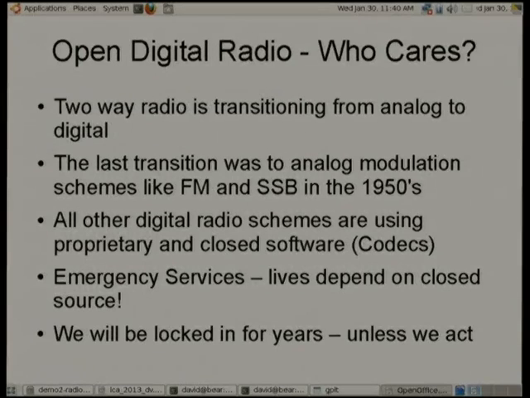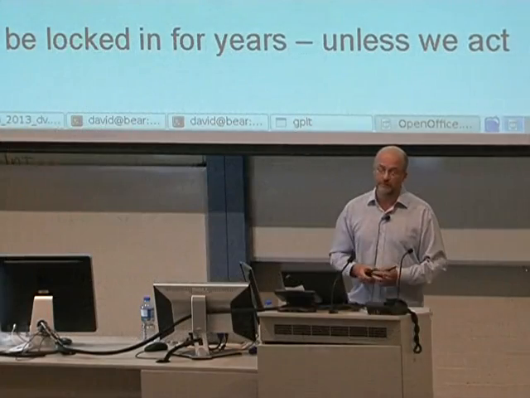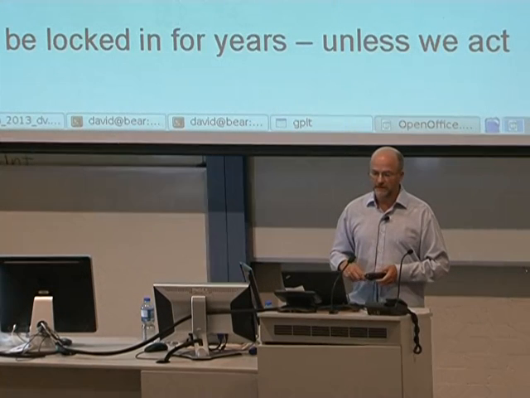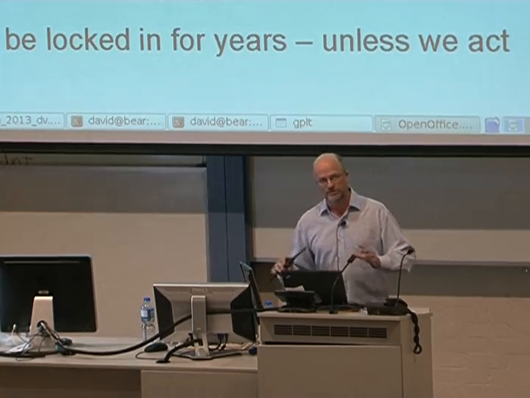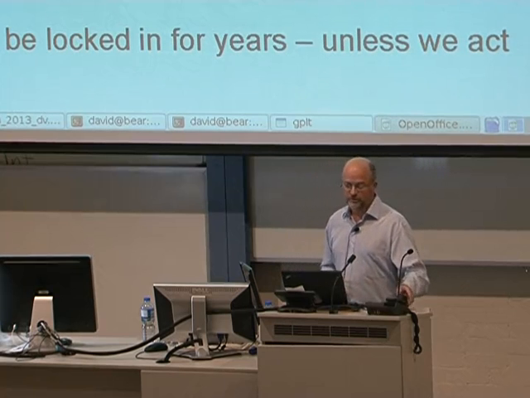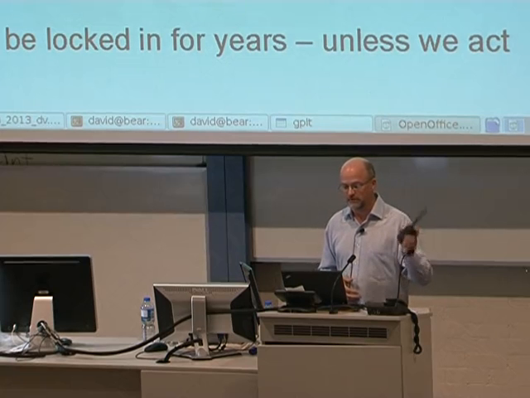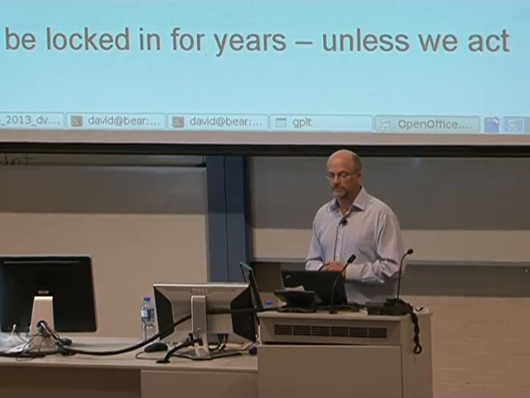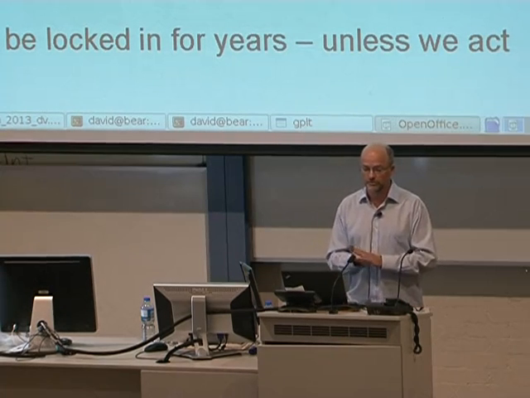Why do we care if digital radio is open source? What's happening out there is that these sorts of systems, this is an FM analog radio, cost about $50, $60. They're transitioning from analog to digital. The last time this sort of technology changed was around 50 years ago, so it does last quite a while. Once you set up a standard, there's a lot of pressure to maintain and continue with that. The last transition was when we moved to schemes like frequency modulation, FM, and single sideband, SSB, about 50 years ago. All the other digital radio schemes out there are using proprietary and closed software. In particular, the codecs tend to be closed source.